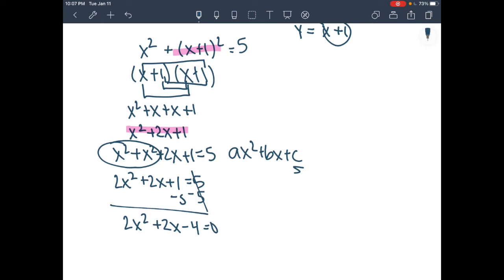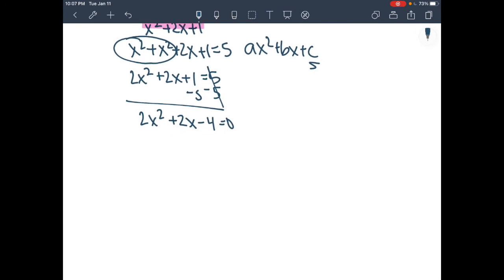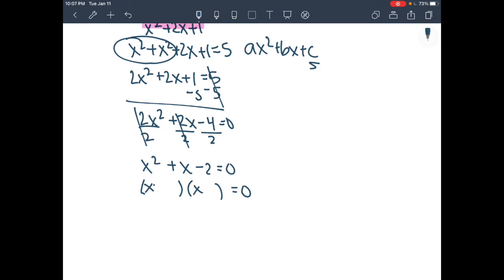So this is different than the ones that we just did. First we're going to divide everything by 2 so we don't have anything in front of the x. Then I've got x squared plus x minus 2 equals 0. And then we're going to factor using our normal factoring that we had been doing before. So what multiplies to be negative 2 but adds to be 1? The only options are 2 and 1.